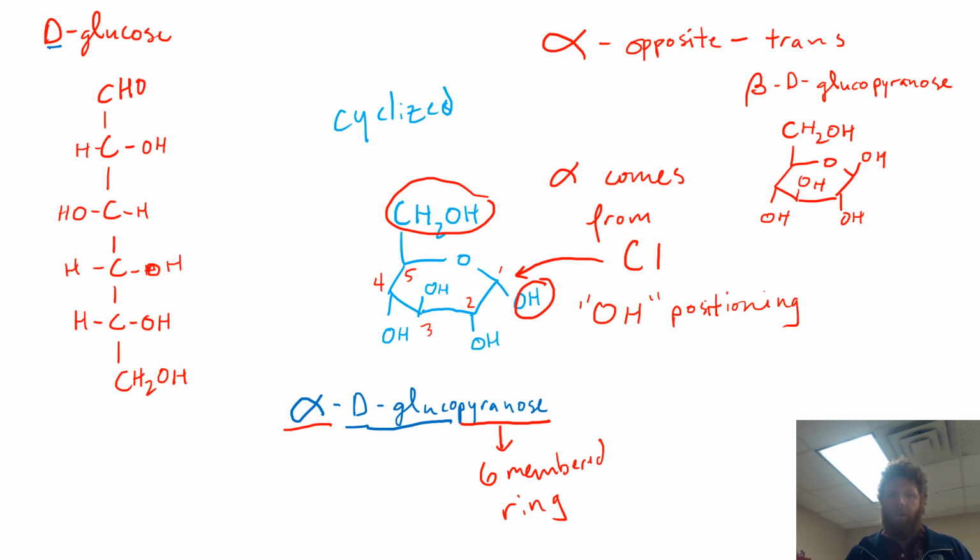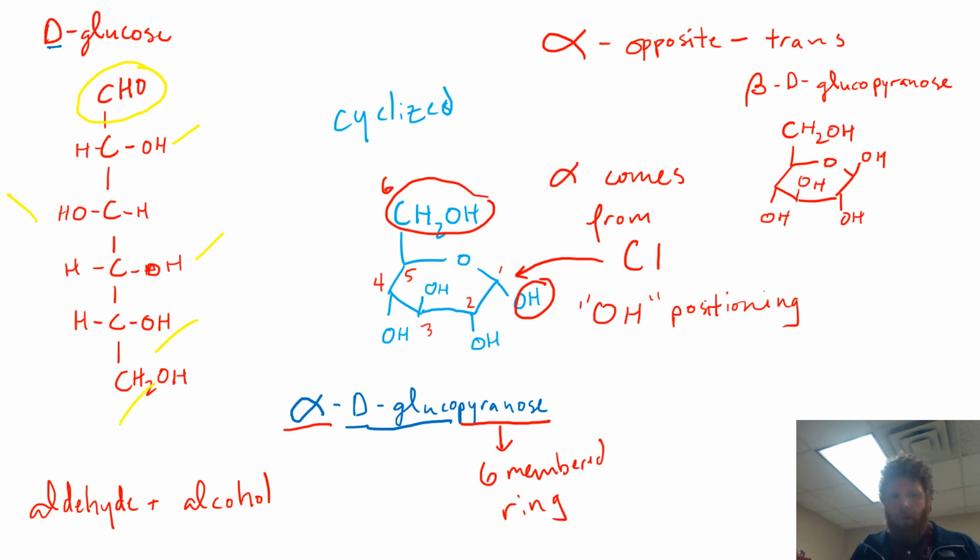Now, the last thing that I want to talk about is the numbering of your carbons. I've already labeled carbon number 1 right here, carbon number 2, 3, 4, 5, and carbon number 6. That's important because what do we have to form this ring? We have to have an aldehyde plus an alcohol. When we look back at glucose, do we have an aldehyde? Yes, right at the top here. And do we have an alcohol? Yes, we have several. I'm just going to draw a little line. There's an alcohol, there's an alcohol, there's an alcohol, there's another one.